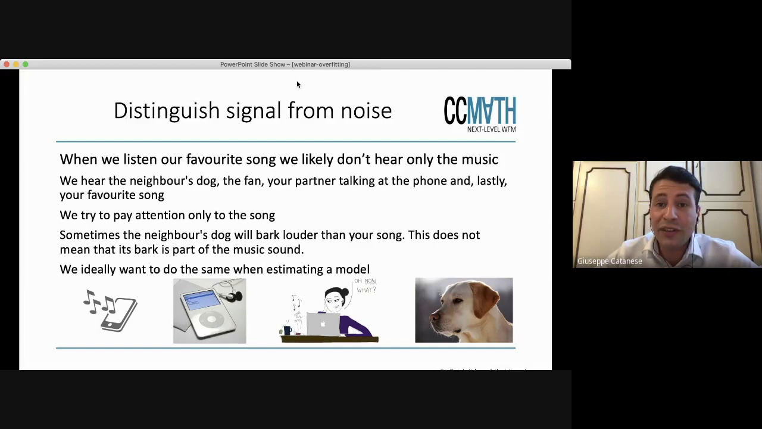It is really important to understand overfitting, the concept of signal and noise. When we listen to our favorite song, we likely don't hear only the music. We hear the neighbor's dog, the fan, your partner talking on the phone, and at the end, you hear your favorite song. What we normally do is try to pay attention only to the song. Sometimes the neighbor's dog will bark louder than the song, but this doesn't mean that the bark of the dog is part of the band's music. What you normally do in any activity is focus on your activity and try not to see the other things.